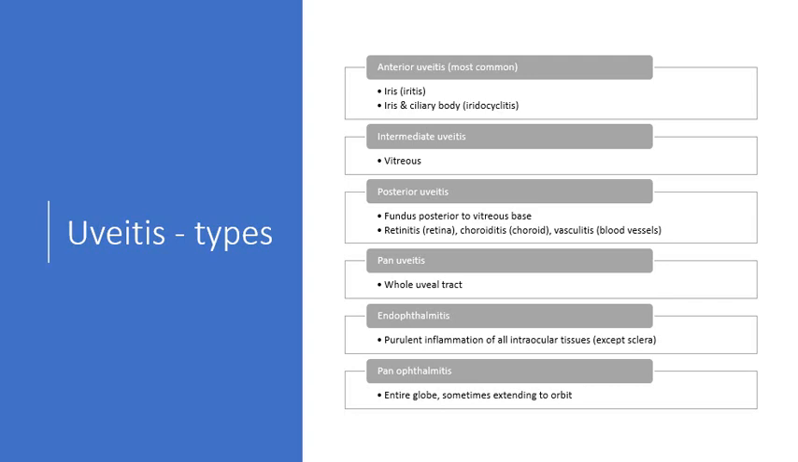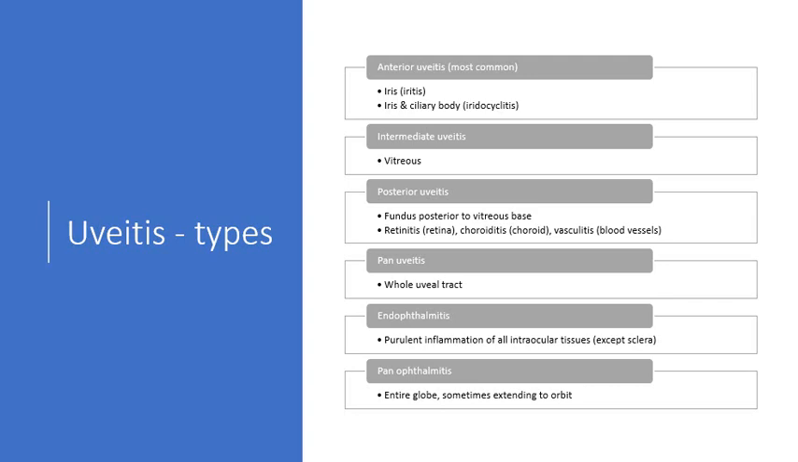So here's a list of all the uveitis types, and I'll go through what is affected under each category. So anterior uveitis is affecting the iris, or the iris and the ciliary body. So if it affects just the iris, it's called iritis, and if it affects the iris and the ciliary body together, it's iridocyclitis. So anterior uveitis is actually the most common uveitis that you will see clinically.